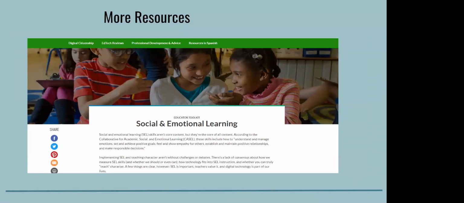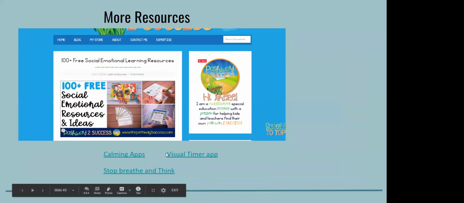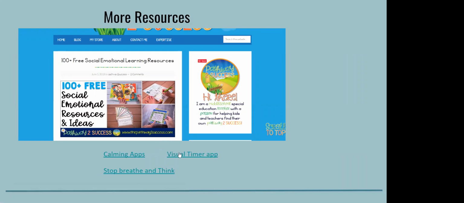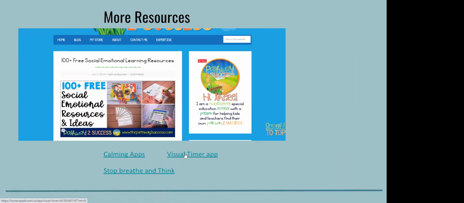Some more background things. Calming apps, visual timer apps, have them on your phone. If you're a collaborative teacher, have one of the stop, breathe, and think apps on your phone. Visual timer apps are usually free a couple times a year, especially April during Autism Month, and they may be free again later. I want to say maybe October. So keep a watch on that.